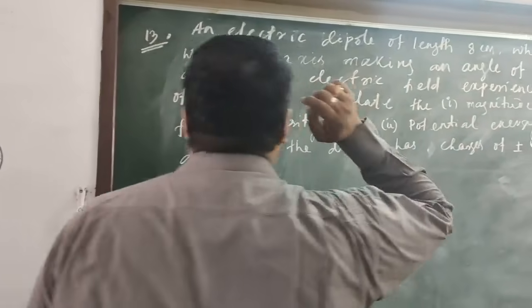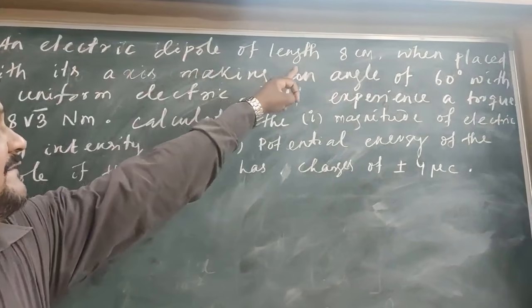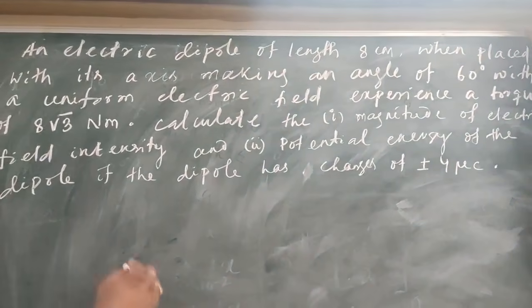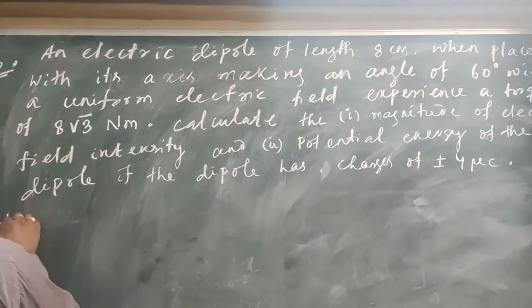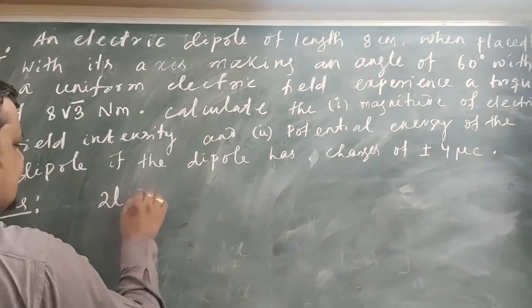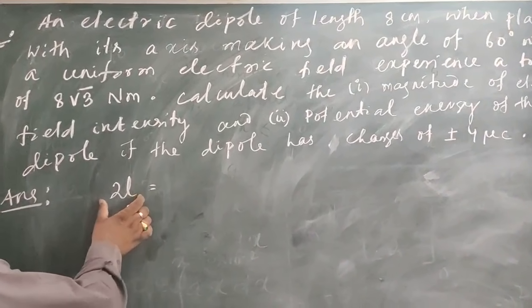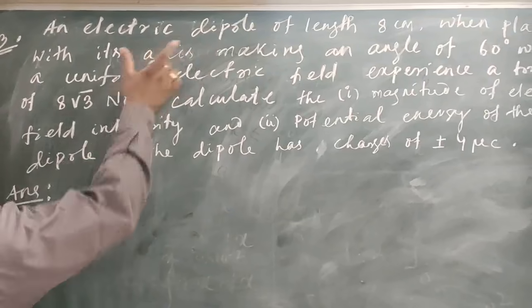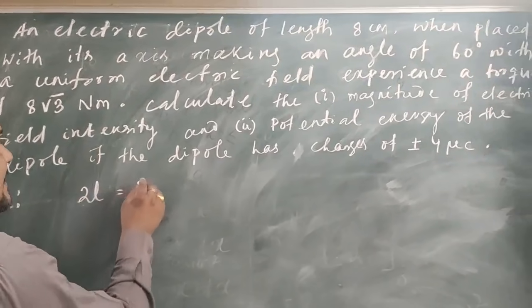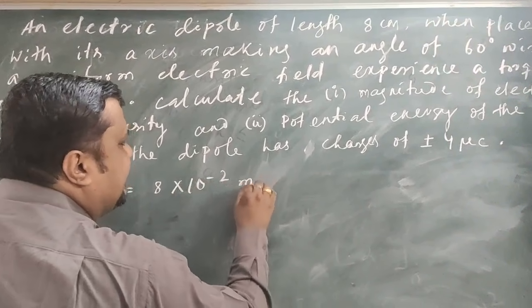The next question is an electric dipole of length 8 cm. The dipole length is given 8 cm. This dipole length is 2l. Two equal and opposite charges separated by a small distance 2l. Every time this 2l is equal to 8 cm, which means 8 into 10 to the minus 2 meters.